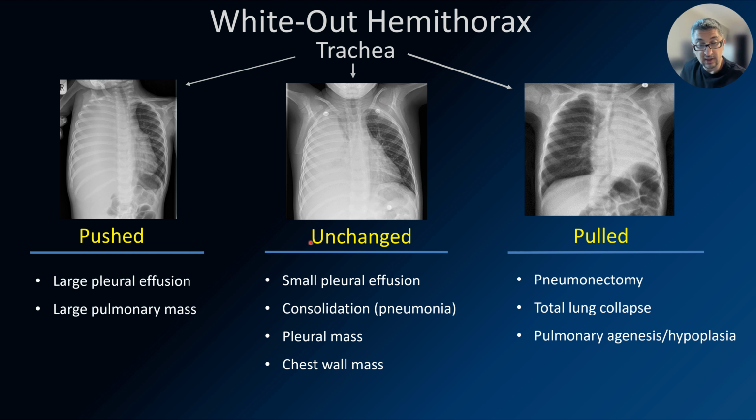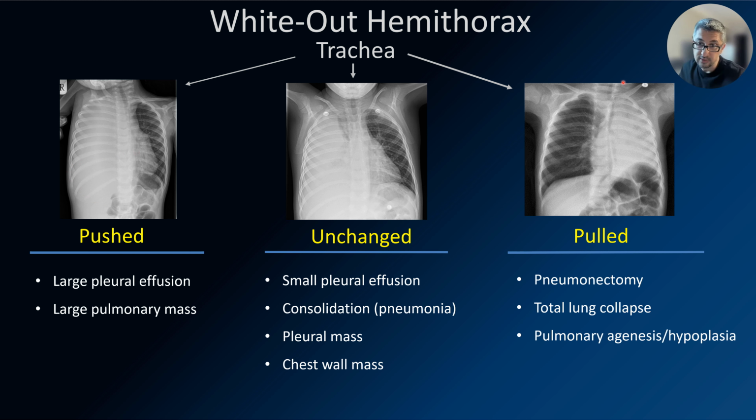If the trachea is unchanged, this is usually seen in bacterial pneumonia or consolidation because the alveoli are filled and they do not change the position, they don't exert mass effect. Also when there's a small pleural effusion, it doesn't cause mass effect and displace the trachea. Also, chest wall masses or pleural masses will not change the position of the trachea. But when it is pushed to the other side, this can be caused by pulmonary masses, tumors, and large pleural effusion. If it's large enough, it can push.